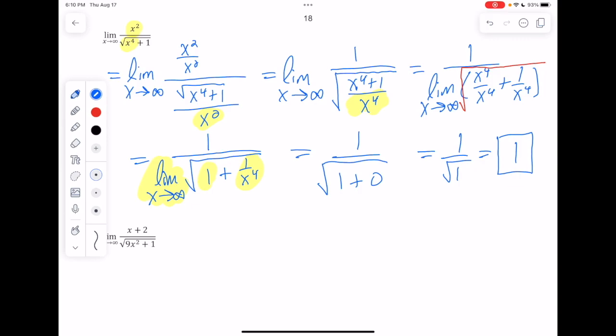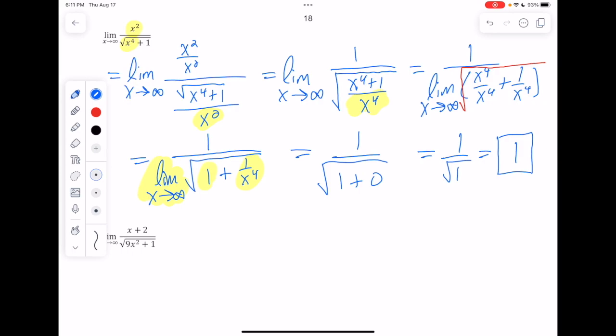So it's a little harder to see at first and a little harder to make it work. You're still focusing on the biggest power in the denominator, but you have to think about the idea that, okay, there's an x to the fourth in the bottom, but it's really the square root of x to the fourth. So that's what we're trying to work with in both cases.